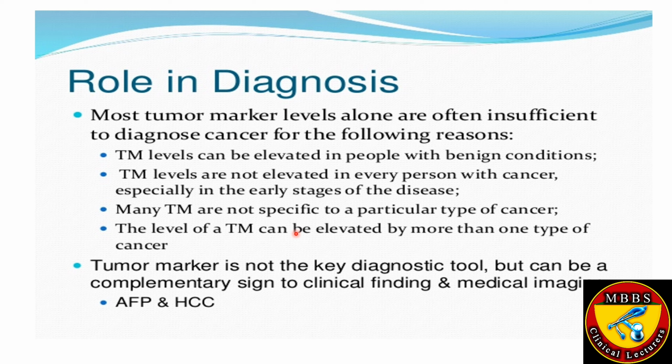So always remember this point: the tumor marker is not the key diagnostic tool. It can be a complementary sign to the clinical findings and the medical imaging. Examples are alpha-fetoprotein and the human chorionic gonadotropin, beta-HCG hormone.